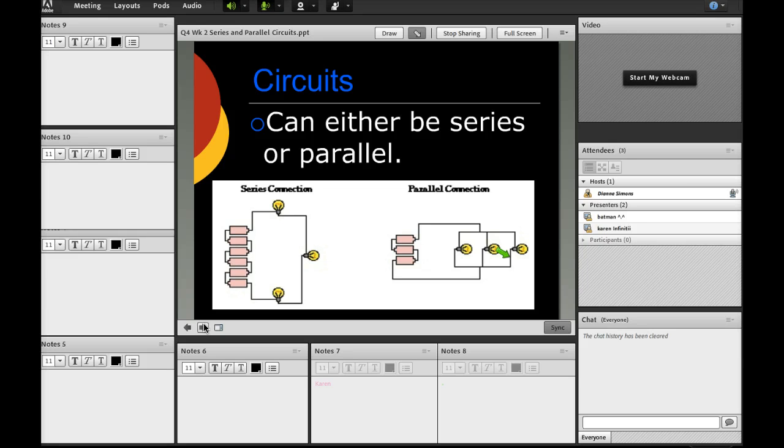And circuits can be either one. Circuits in your house are parallel circuits, all right? The reason that they have them as parallel circuits is because if one light bulb goes out, not all of the lights in your house will go out. In a series, if one of these goes out, that means that the connection is not a closed connection anymore, so all of the lights go out. Does that make sense? Yeah. Okay.